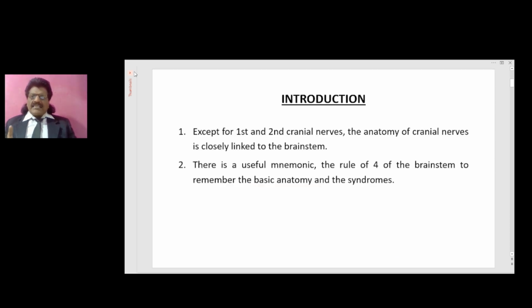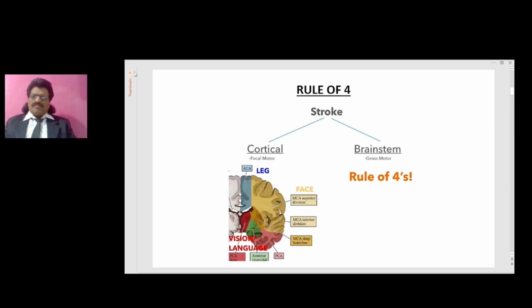Introduction. Except for the first and second cranial nerves, the anatomy of cranial nerves is closely linked to the brainstem. There is a useful mnemonic, the rule of 4 of the brainstem, to remember the basic anatomy and the syndromes. What is this rule of 4? Rule of 4 applicable to brainstem.